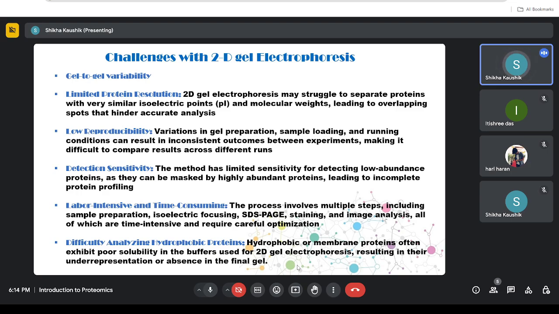So sometimes sensitivity is low. Most of the time it is low when you're using 2D gel. But then there are some advancements in gel based proteomics also. We're going to study that as well.